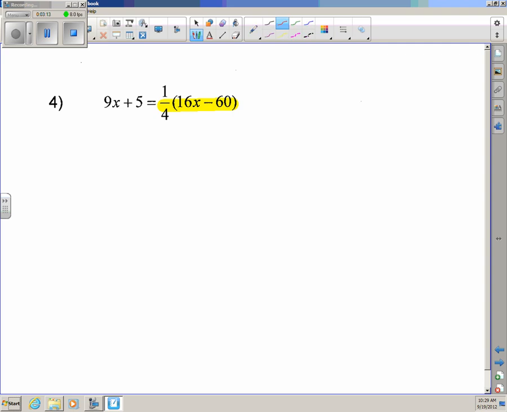So what happens here is 9x plus 5 stays as is, but a fourth of 16, which means 16 divided by 4, is just 4x. And then minus a fourth of 60, or 60 divided by 4, is just going to be 15. So I didn't have to worry about multiplying both sides by 4. I totally could have done that. But the fact that 1/4 divides in evenly into the parentheses, I thought that would be easier.